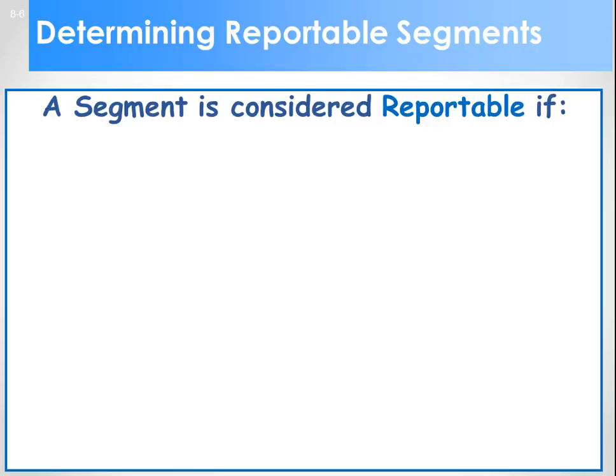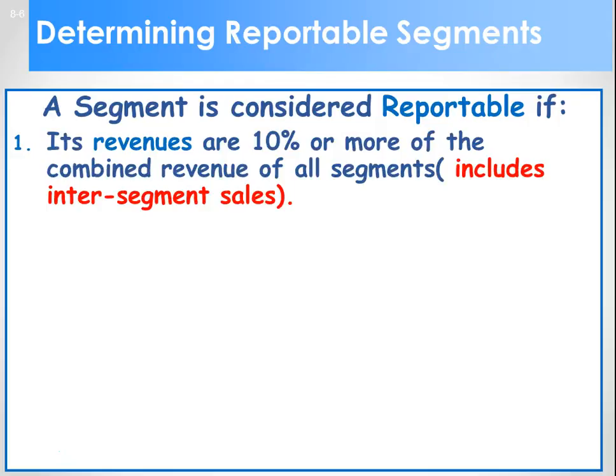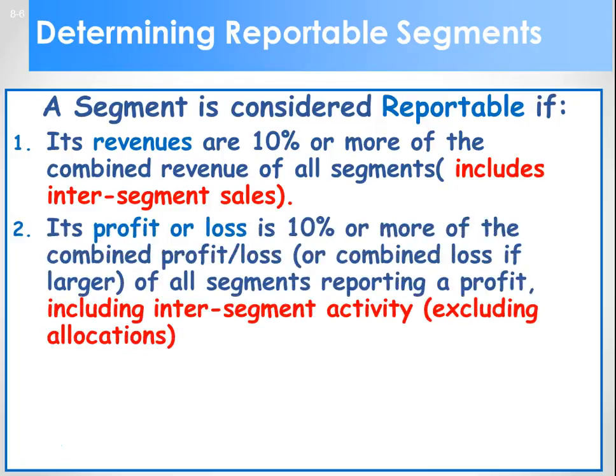Now, here is the test for determining if a segment is reportable. First, do its revenues, including intercompany, make up 10% or more of the combined intercompany and external sales? 2. Now, they only have to meet one of these tests. The second one is its profit or loss, and it's the absolute number. So it doesn't matter whether they had a $100,000 profit or a $100,000 loss. If that's 10% or more, then you have to include it.